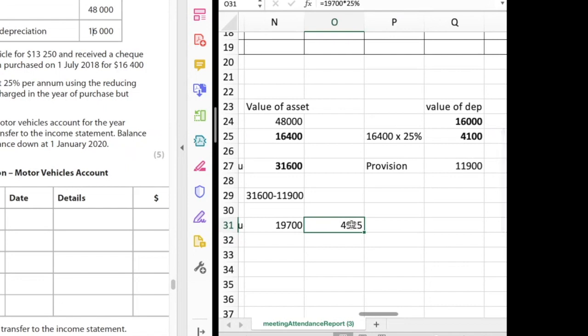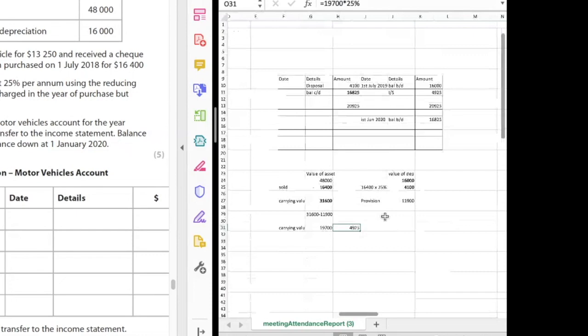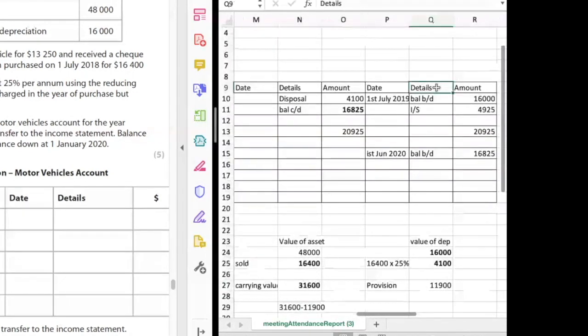Now, the working has been completed. We just have to put it into this account. What we are going to do is place all the things at the right place and you are done. First thing first, balance brought down will come here, and the value of the depreciation of the disposed asset. Then the new depreciation will come here and that's all. We'll balance it and it will be done.